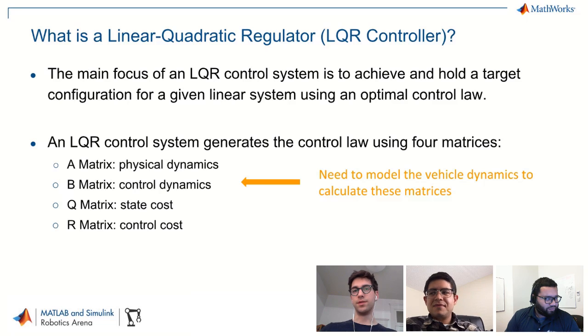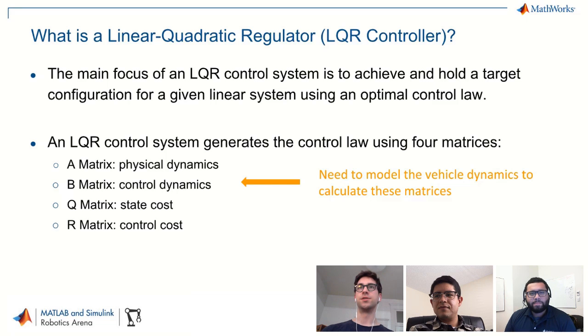So the main focus of an LQR system is to take a target and try to hold it. Basically what we do is we take a system of equations and then linearize them, and then we get these matrices that describe the physics of our system. And using those, we can optimally hold a target state.